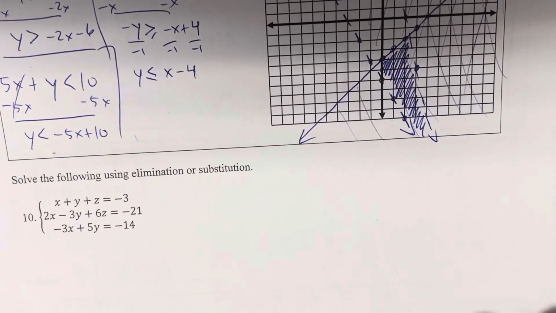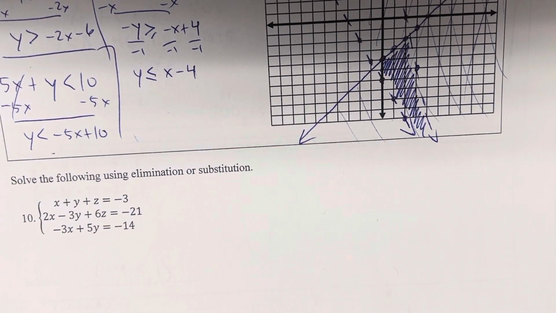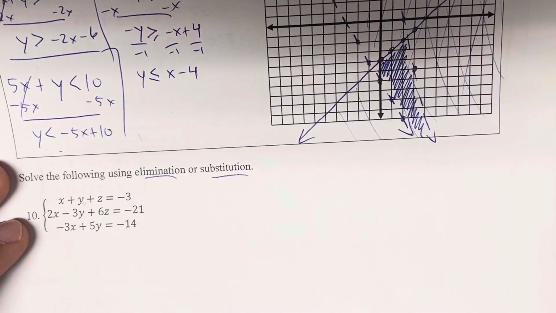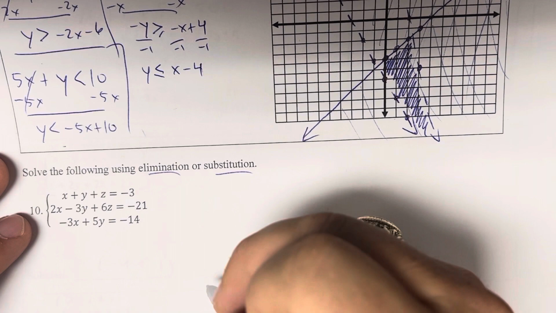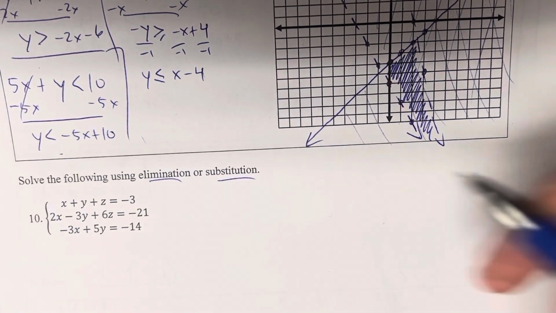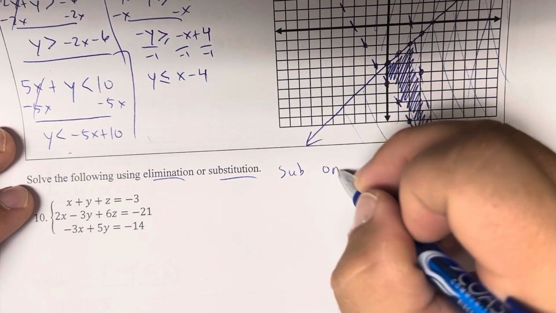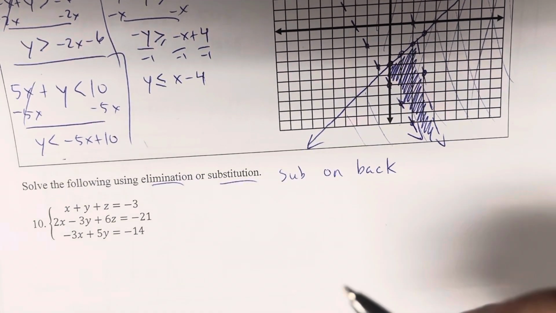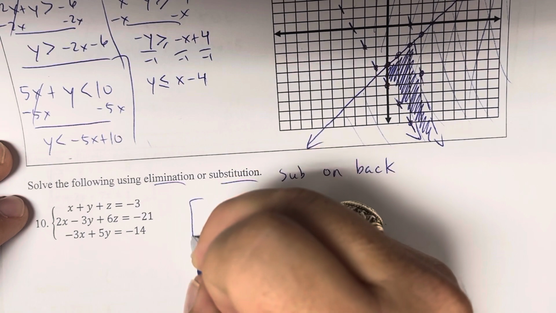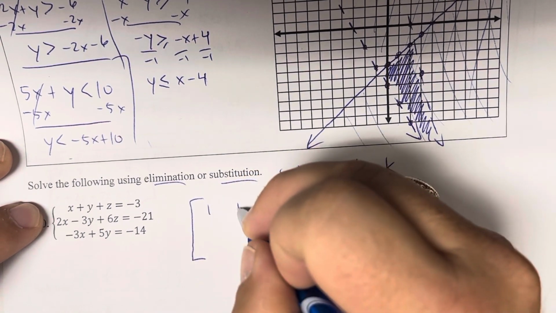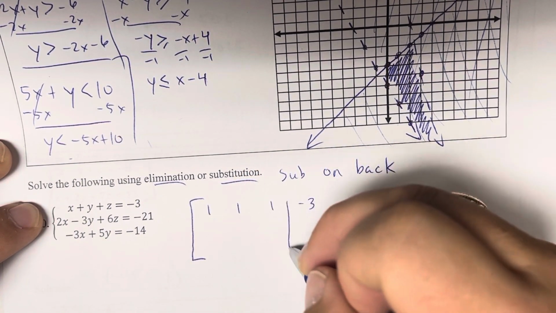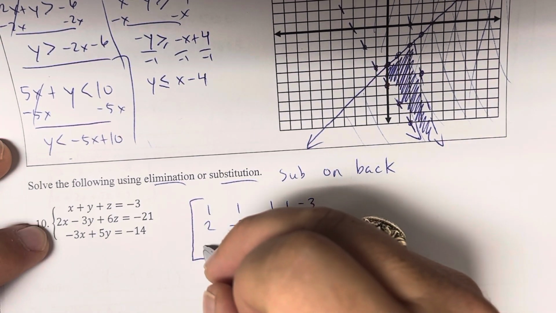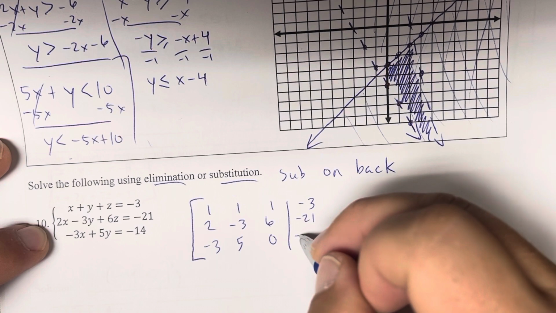All right, so then our last one, it's going to probably take the longest, but I'm going to do both elimination and substitution. You can do either. I'll do elimination right here, and then I'll do substitution on the back. So first off, for elimination, I'm going to transfer these numbers into my matrix. And so I've got 1, 1, 1, -3, 2, -3, 6, -21, -3, 5, 0, -14.